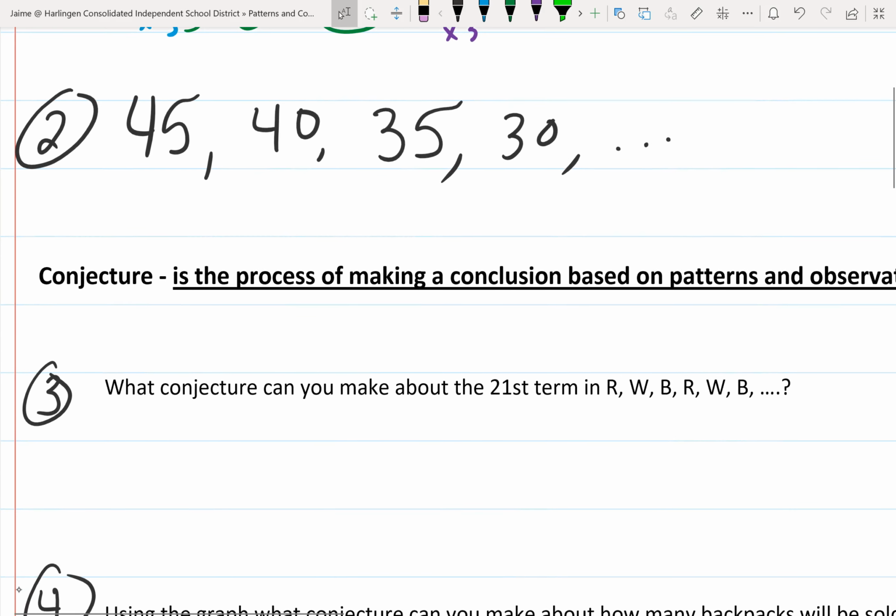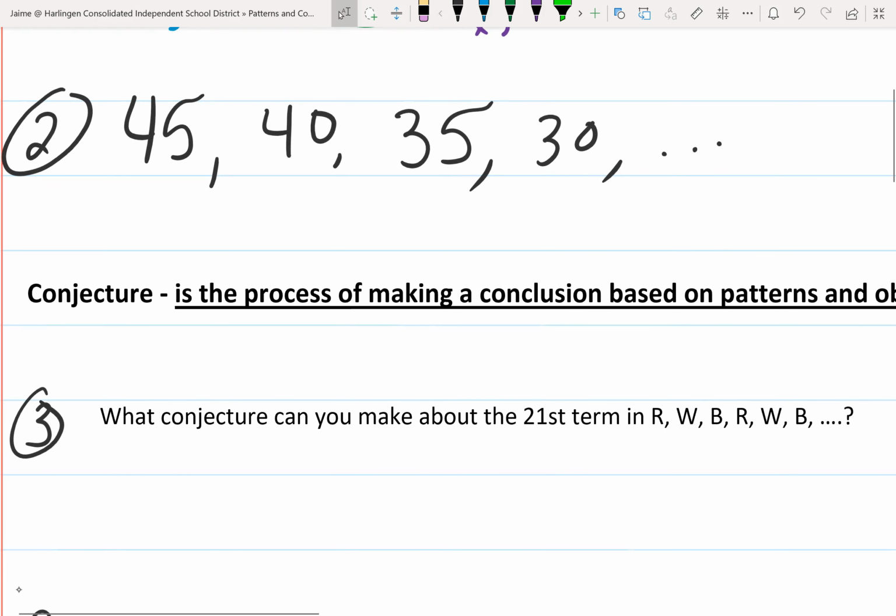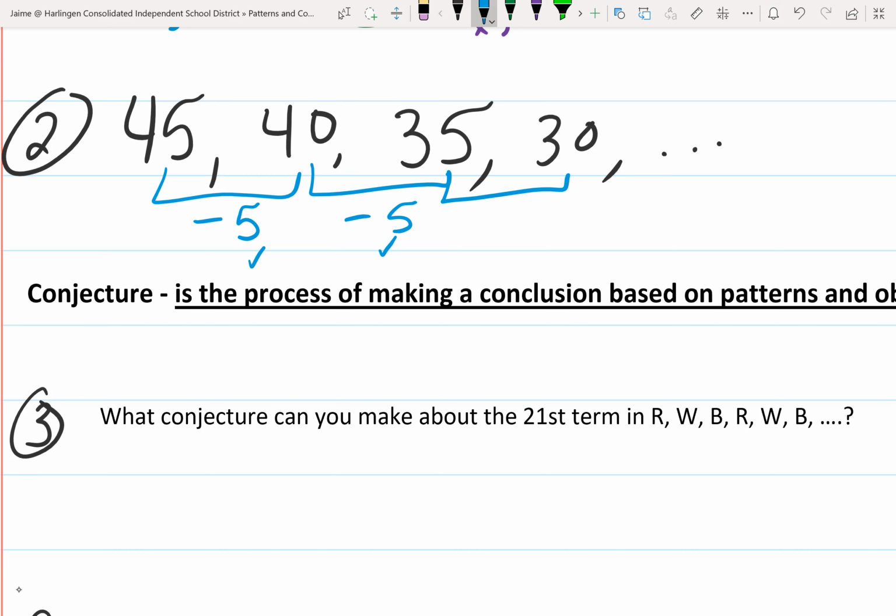The next one here, number 2. Again, we're just looking for the pattern. How do you go from 45 to 40? Well, you subtract 5. Let's see if the pattern works again. How do you go from 40 to 35? Do you subtract 5 again? Yes. So that worked, and that worked. 35 to 30, subtract 5. Very good, we found the pattern. The pattern would be to subtract 5.